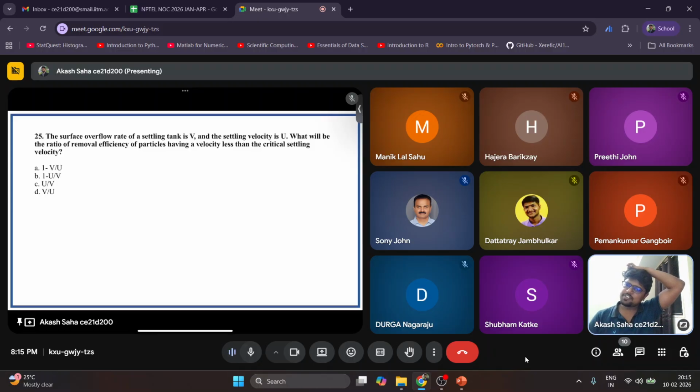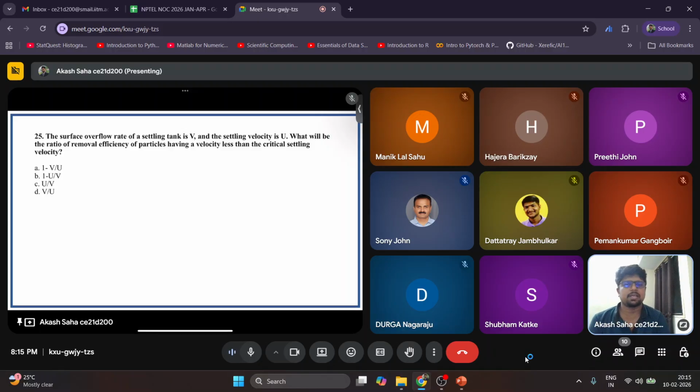The surface overflow rate of a settling tank is V. The settling velocity is U. What will be the ratio of removal efficiency of particles having a velocity lesser than the critical settling velocity? So what will be the removal efficiency? The settling velocity is U, and the overflow rate of the settling tank is V. So what will be the removal efficiency?